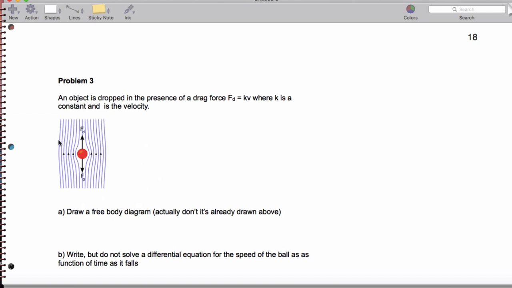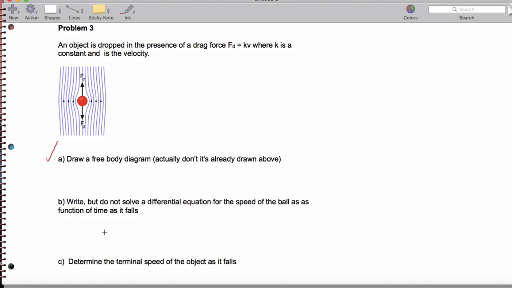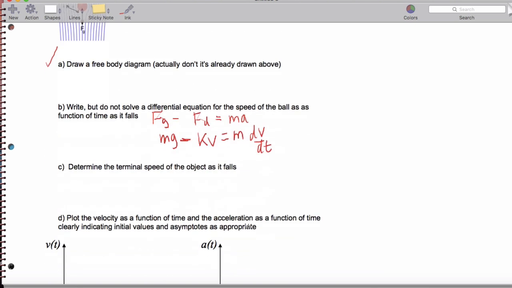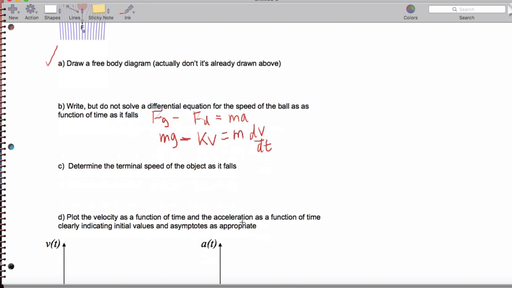Haha, it's already done. Free body diagram. Now let's write but not solve the differential equation. Let's just remember we have Fg minus Fd is ma from Newton's second law, which is F equals ma. But here we're going to have mg minus kv equals m, and where you see the a, write dv dt. And you are done. Now, terminal speed when it falls.